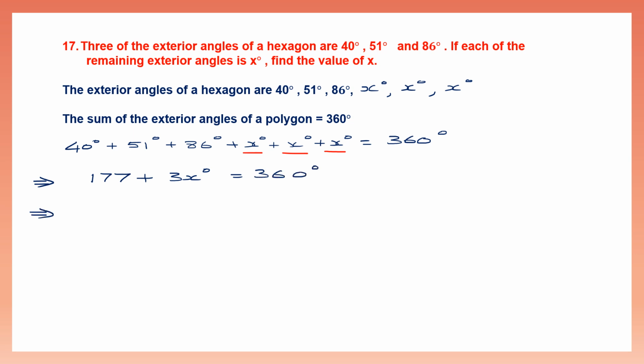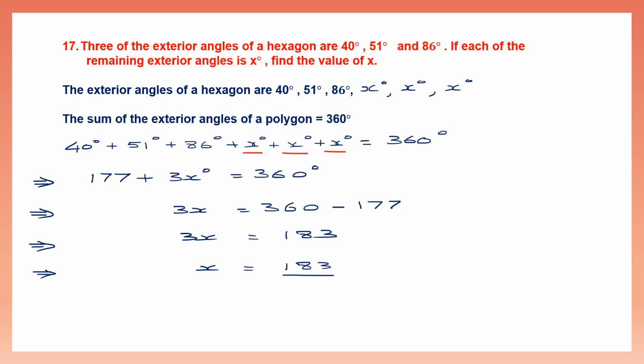So now we can find the value of 3x, that will be 360 minus 177. So 3x will be equal to 183. Now we can find the value of x. X is equal to 183 divided by 3. You can cancel here. 3 ones are 3, 3 6s are 18 and 1. So we have found the value of x. X is equal to 61 degrees. So this is our answer.